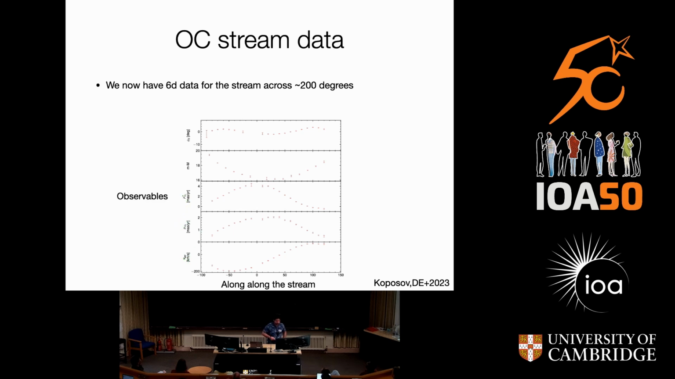So the point is basically that we have 6D data for the whole stream. This stretches 200 degrees on the sky and about 100 kiloparsecs across the Milky Way. We have the 6-dimensional data. And again, this is a rich data set. It's coming from Gaia, S5, and a whole bunch of other spectroscopic surveys. Okay, so that looks complicated and messy. It's hard to really see what's going on. So what can we do with 6-dimensional data?